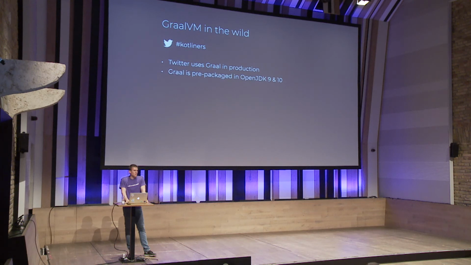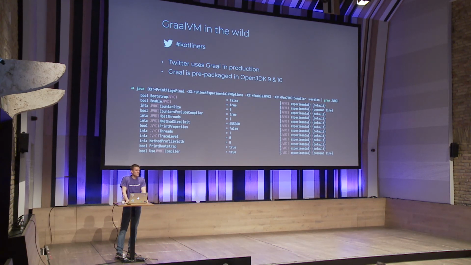Also, if you are not interested in the ahead-of-time compilation or the language interop features, you just want to use the Graal compiler, it's already packaged in OpenJDK 9 and 10 if you download the latest binaries. They are hidden behind a few VM flags, so you have to use unlock experimental VM options and some other stuff. But the JVMCI interface and the Graal compiler is already in OpenJDK.